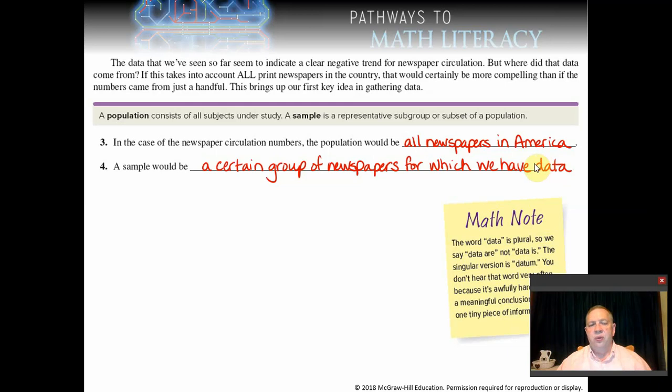Okay. So, in terms of what we're talking about, this is our area of interest, newspaper circulation numbers. The population of what we're concerned with is the newspapers in America. How about the world? That would be a different population and a different study altogether. But right now, we're only concerned about all newspapers in America, so that's our population. And if we do a sample, we would want to get a certain group of newspapers for which we have data, but we would want them to be representative. So we would want a mix of major newspapers, small newspapers, rural newspapers, just to have a good idea to be representative of what the population would look like.